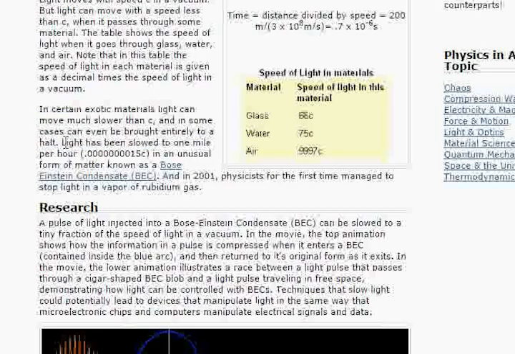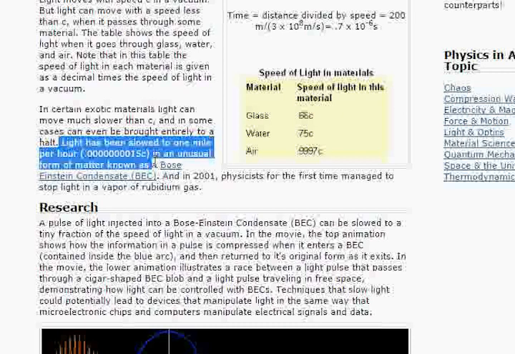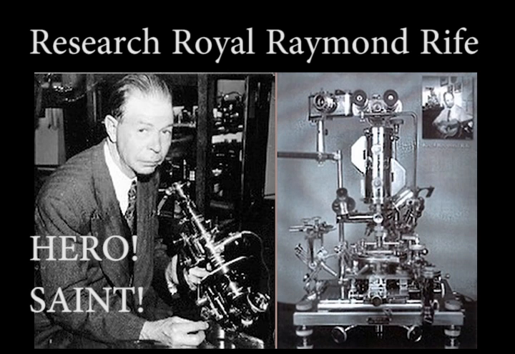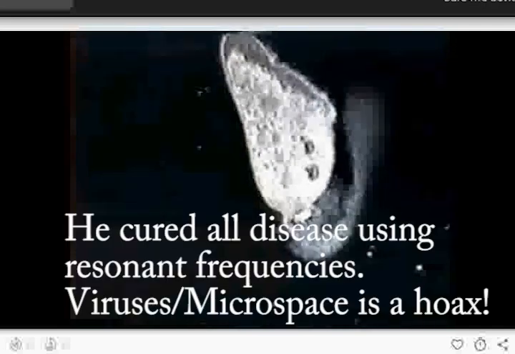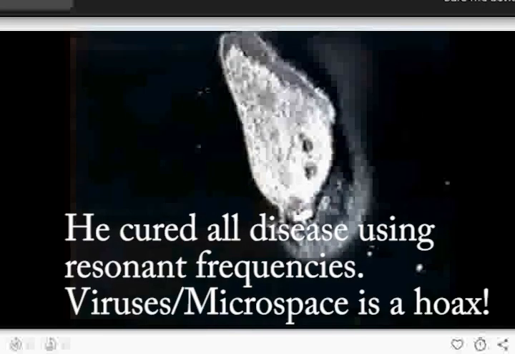Okay, so why does this matter? Well, there are many things you can do with light. You can refract it, changing its direction, you can diffract it, you can separate the waves, and sometimes isolate color frequencies, like Royal Raymond Rife did to analyze bacteria without harming it with the world's most powerful cellular microscope that he made. Or you can reflect it.